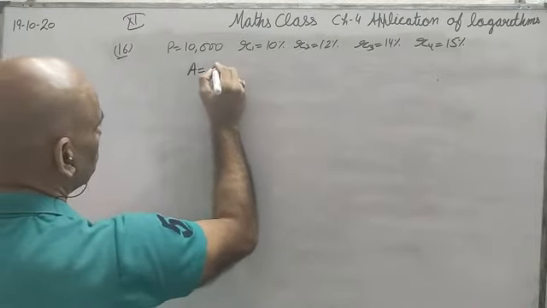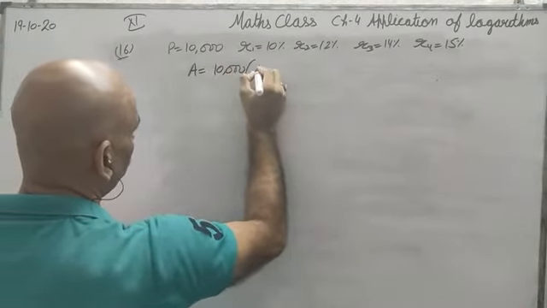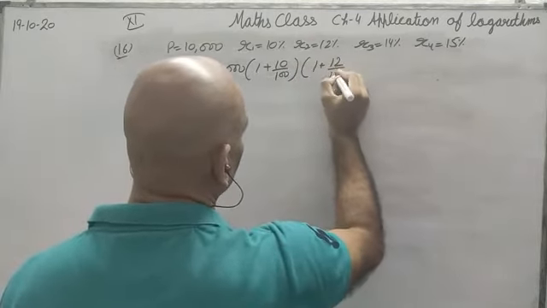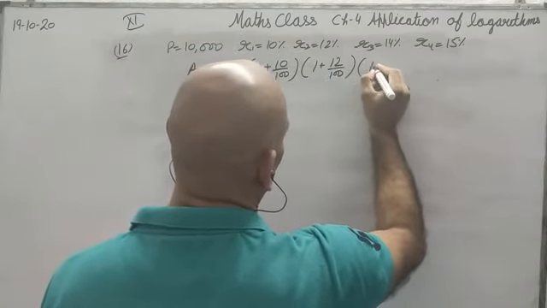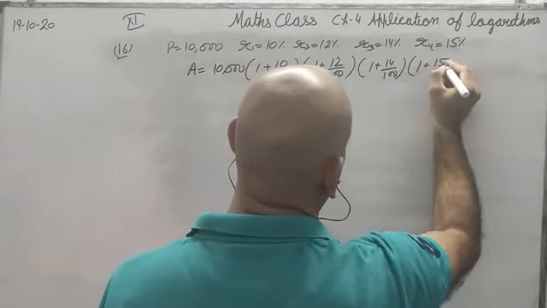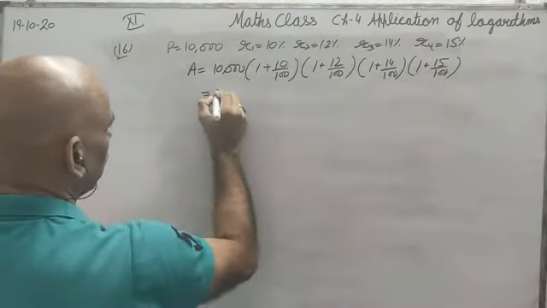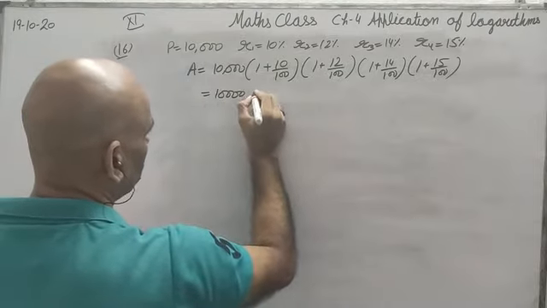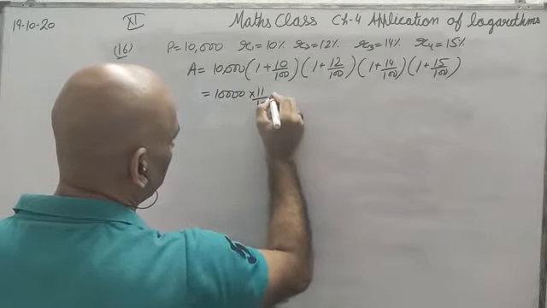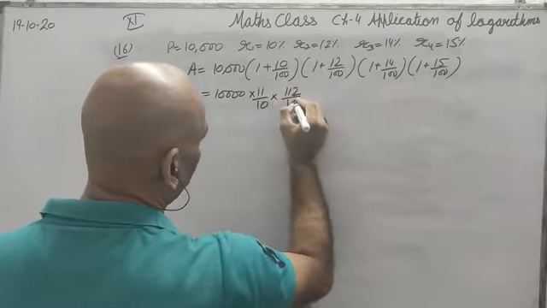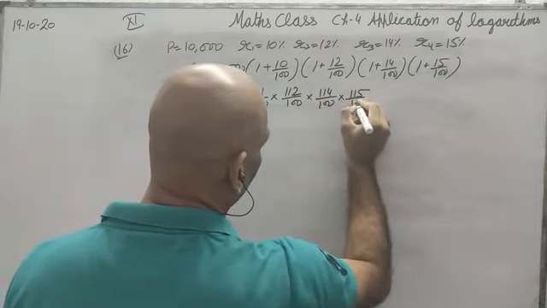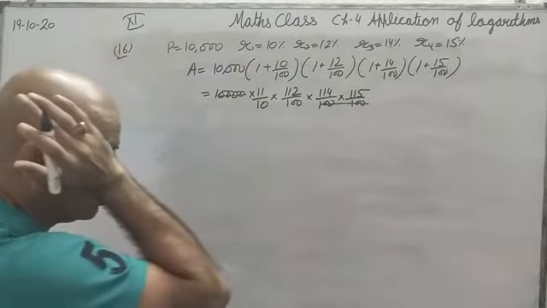So amount is equals to principal 1 plus R1 upon 100, 1 plus R2 upon 100, 1 plus R3 upon 100 and 1 plus R4 upon 100. तो ये क्या कर रखा है इसने 10,000, ये हो गया 11/10, ये 112/100, 114/100, 115/100, डबल 100 से तो ये 10,000 कैंसिल.